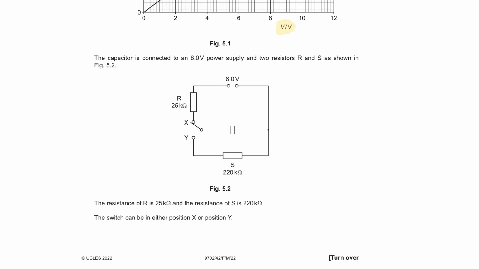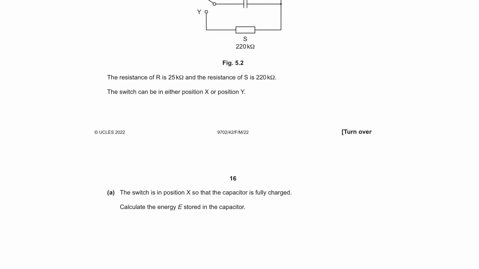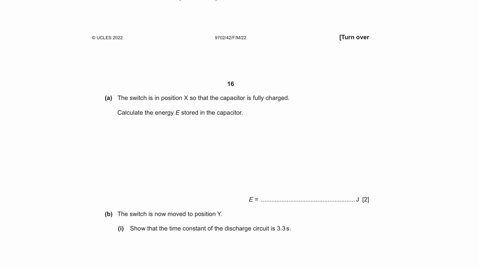The switch can be in either position X or position Y. So when the switch is in position X, the capacitor is in charging mode. Current flows through the resistor, goes to the capacitor, charges. When the switch is connected to Y, the capacitor discharges across this resistor S. The switch is in position X so that the capacitor is fully charged. Calculate the energy E stored in the capacitor.